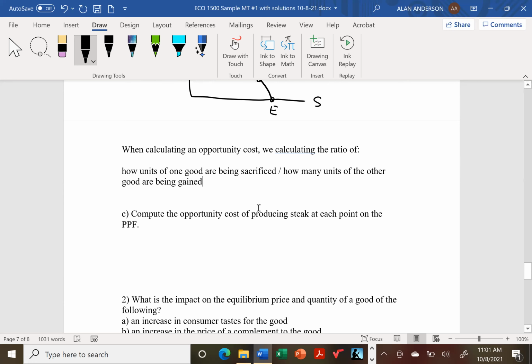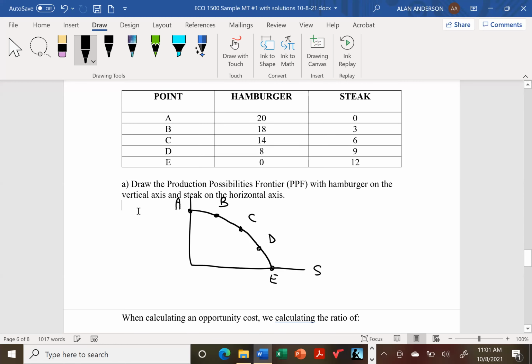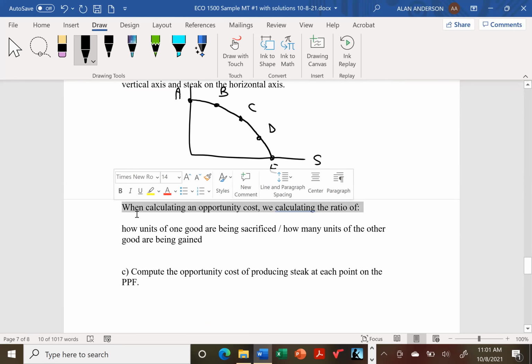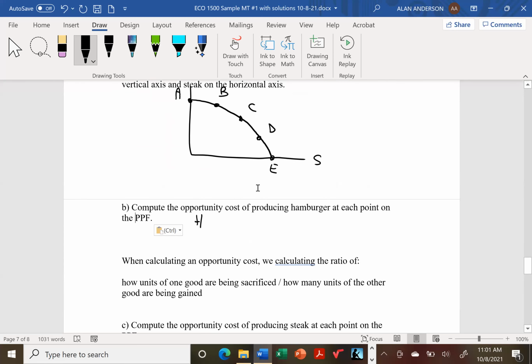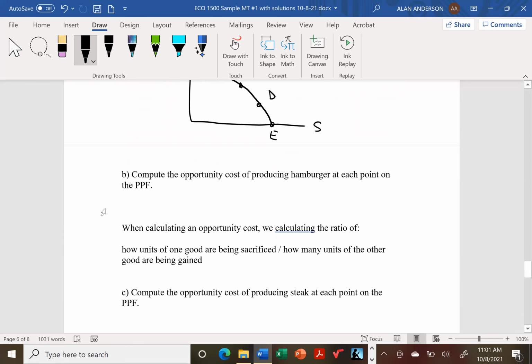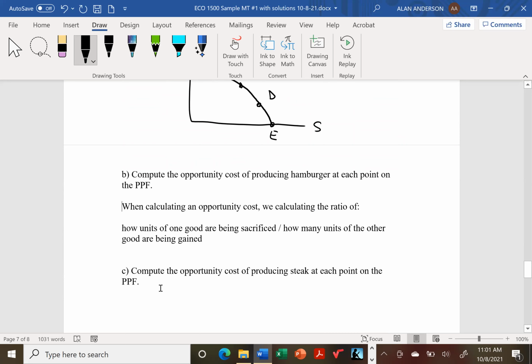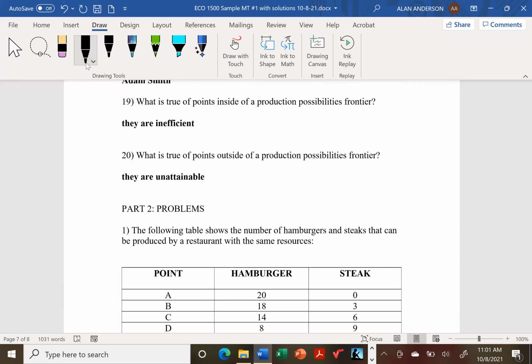All right, so for B, we're going to do hamburger. Oh, actually, this shouldn't be here. Just tidying up. Let's move this up here. All right, so here we're calculating the opportunity cost. So we're going to need to look at the chart as we go along. So I'll split the screen.